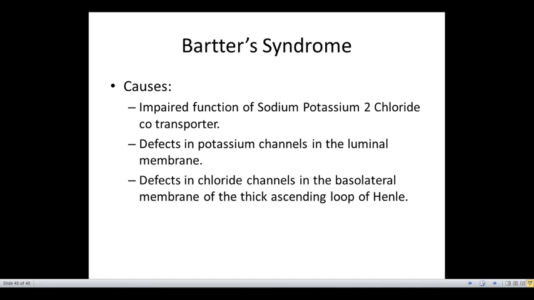The causes of Bartter's syndrome include: number one, impaired function of the sodium-potassium-2 chloride co-transporter. Number two, defects in potassium channels in the luminal membrane. And number three, defects in chloride channels in the basolateral membrane of the thick ascending loop of Henle.